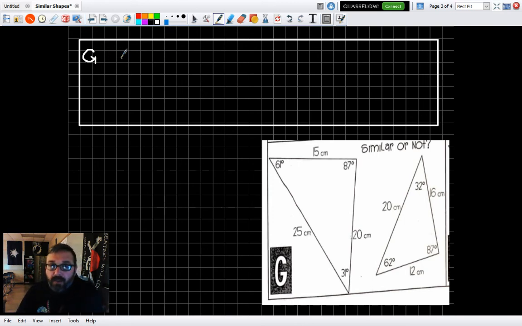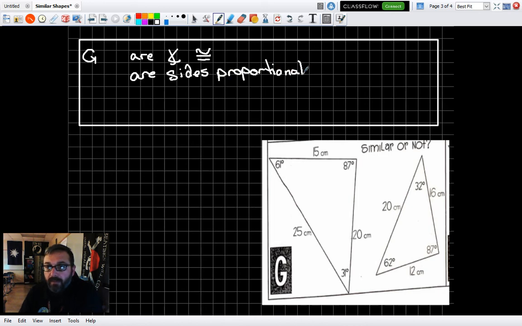Regardless, on example G, we are going to start with the exact same two questions. Are the angles congruent? Are the corresponding sides proportional? Okay, so let us look. Triangles again, yay! Biggest triangle, biggest angle, 87. Littlest triangle, biggest angle, 87. Congruent.